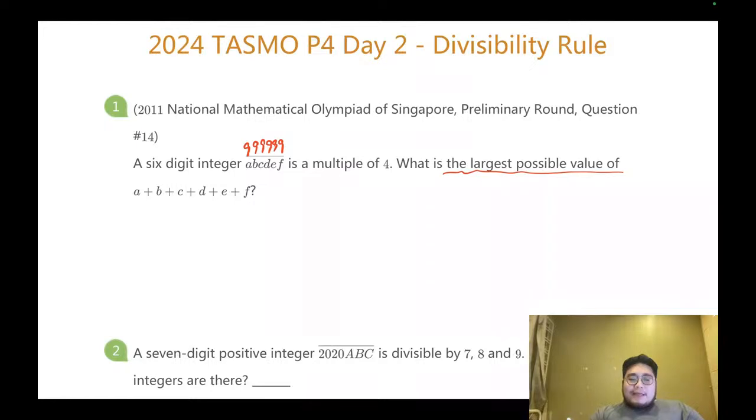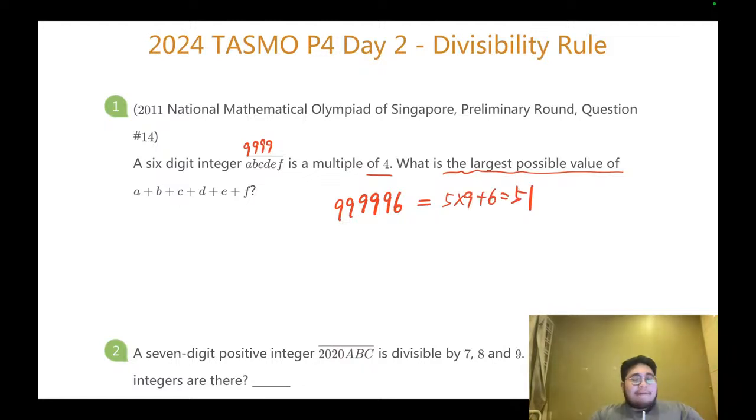But remember, is 999999 a multiple of 4? Obviously not. So remember, for a multiple of 4, the last 2 digits must be exactly divisible by 4. So what is the largest number that is exactly divisible by 4? It should be 9999, and the last 2 maybe 96. Okay, it's maybe 96. Then you add them together, you can find out it's just 5 times 9 plus 6 equals 51.